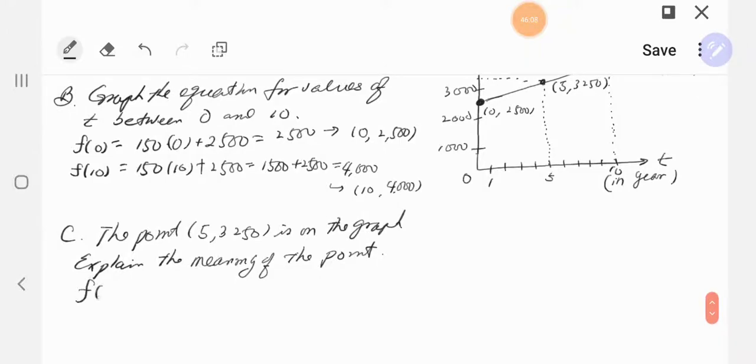So let's find f of 5. f of 5 is 150 times the input value t, which is 5, plus 2,500. Then this is 750 plus 2,500, right?